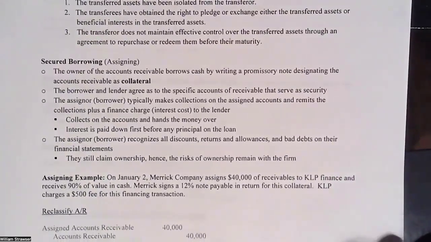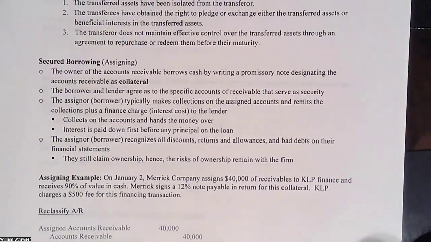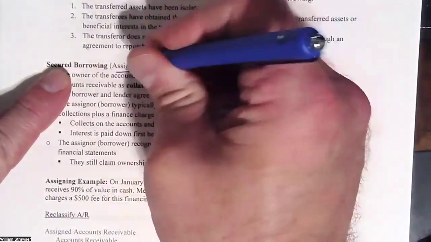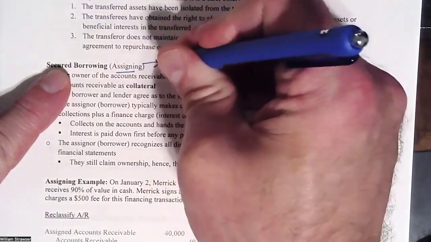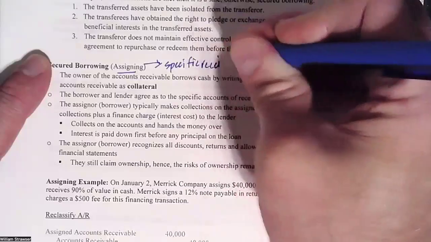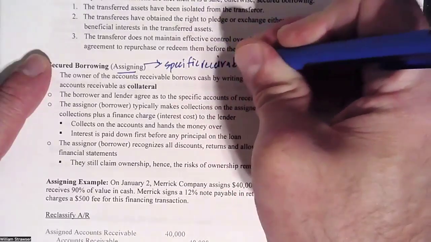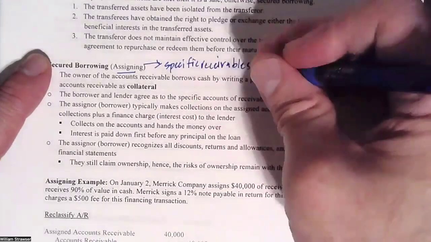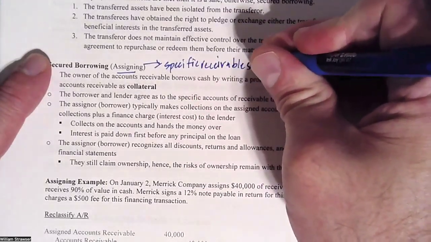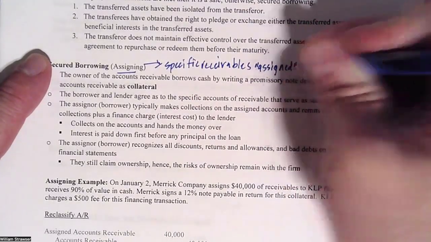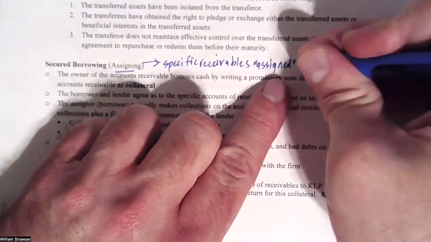So let's talk about the secured borrowings. And there really are two types of secured borrowings. Assigning is when we have specific receivables pledged. I'm sorry, specific receivables. I'll just use the word assigned. I don't want to get it conflated with the other one as collateral.